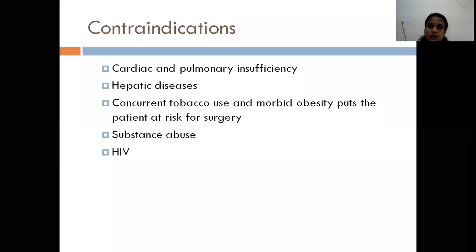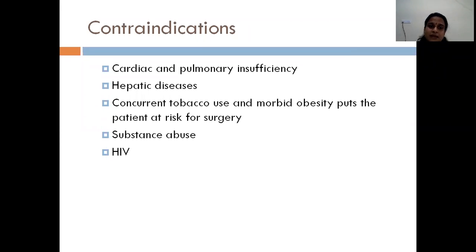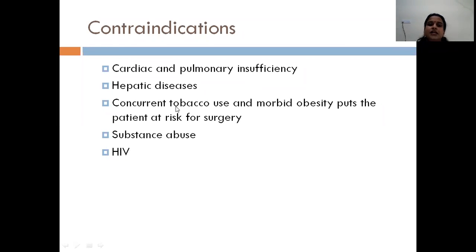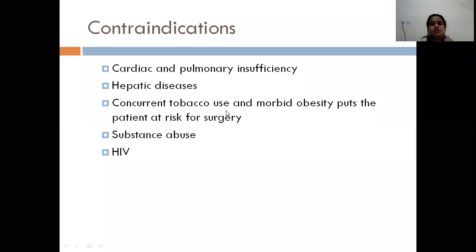Definitely, any donor or recipient host should not have cardiopulmonary insufficiency for any transplantation, be it liver or renal. There should not be hepatic diseases. He should not be using tobacco. If he is using, you have to stop tobacco usage for at least 6 months. A morbidly obese patient also has a high risk of graft failure, so you'll have to decrease the weight. He should not have substance abuse and obviously no HIV infection.